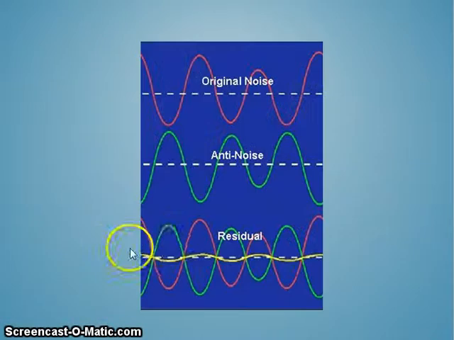Here is another diagram on how the active noise cancelling works. As you can see, the wavelength has been shifted so that the anti-noise is in exact antiphase with the ambient noise, and therefore it makes for a very small residual.